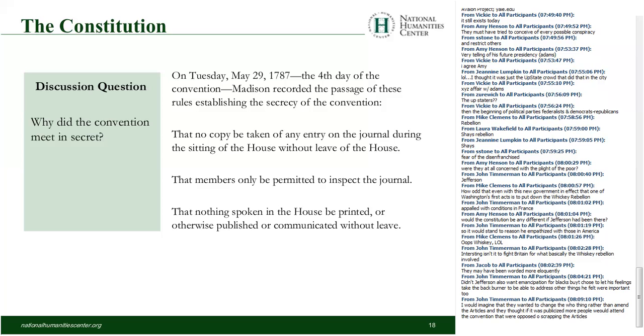We have a question to go back to our discussion of Jefferson earlier. John Timmerman writes, didn't Jefferson also want emancipation for blacks, but chose to let his feelings take a back burner so as to be able to address other things he felt were important too? Do you think African Americans, the enslaved, would have fared differently had Jefferson been there?